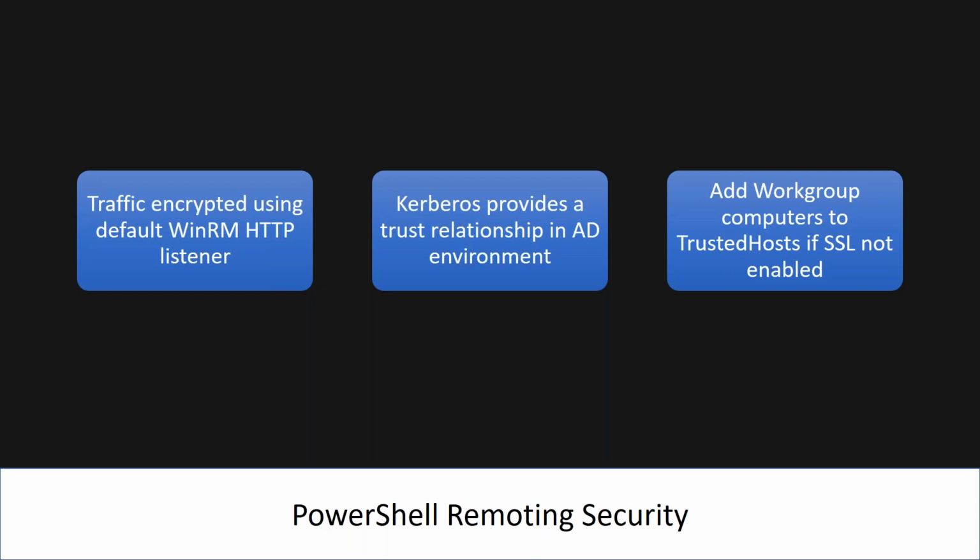Now, the only case when that is different is if you're using machines in a workgroup. So, for instance, you're PowerShell remoting between two workgroup computers or from a computer that is not a member of your Active Directory domain, then you might want to consider using an HTTPS listener instead of the default HTTP one. And that's pretty easy to set up.